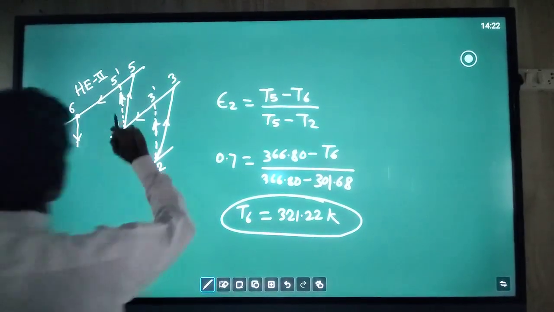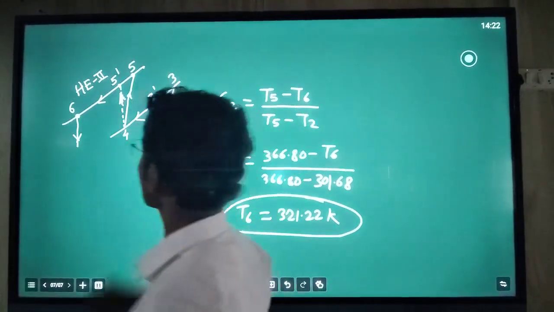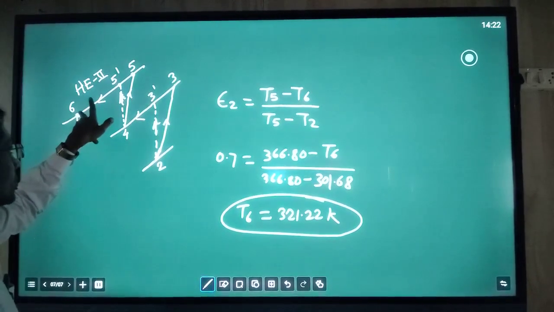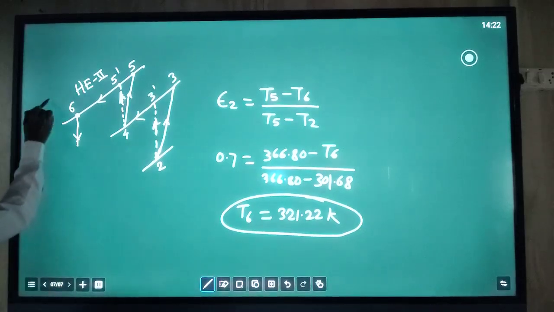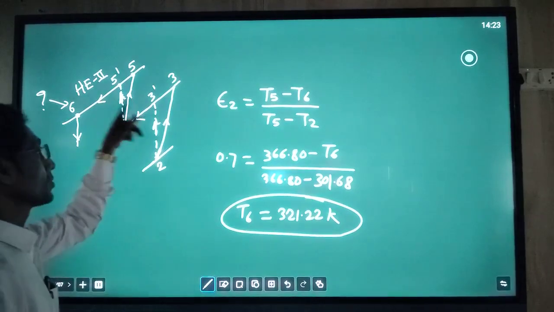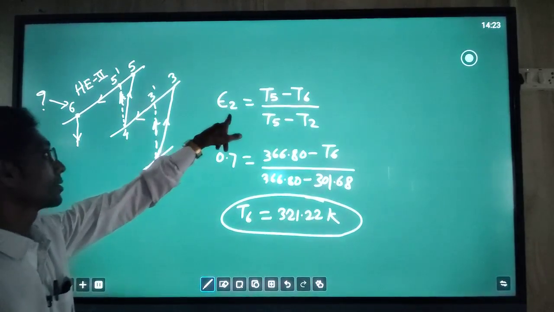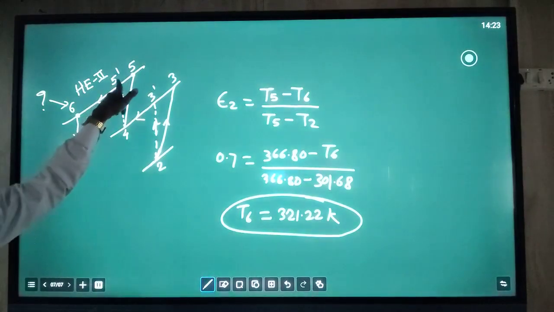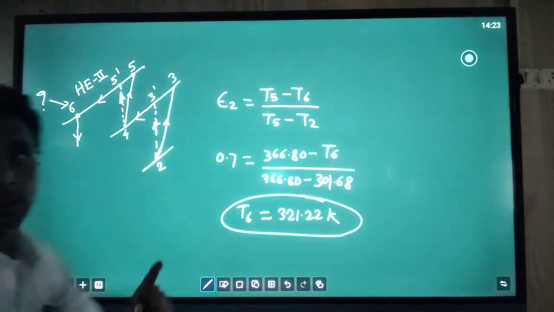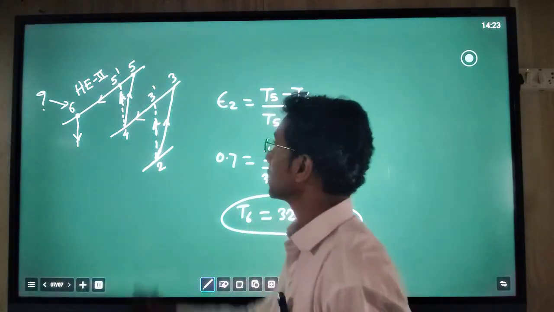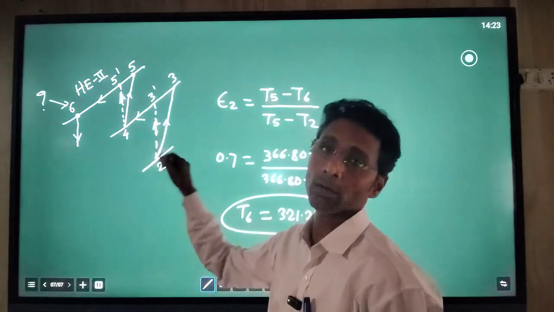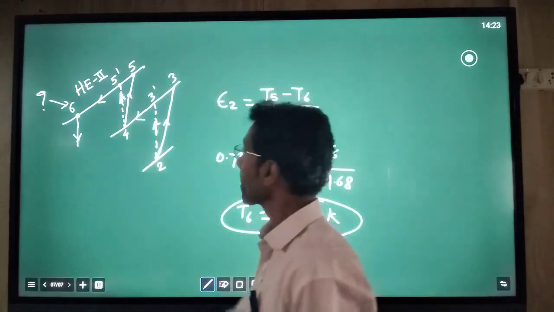The further process is a cooling process which occurs in a second heat exchanger, the 5 to 6 process. Here the unknown we have to find is point 6. To find this we can use the formula of effectiveness of heat exchanger 2. This is a 5 to 6 heat removal process. During this, heat is rejected which was absorbed by the air during the compression processes.